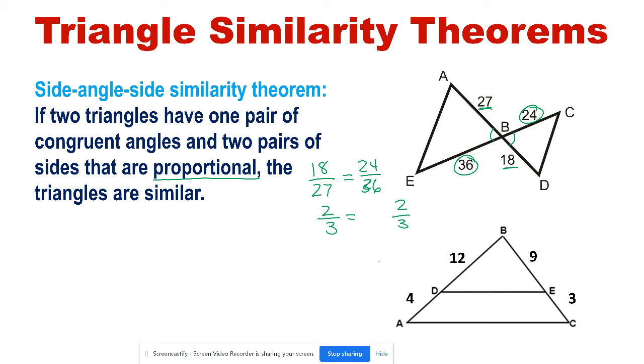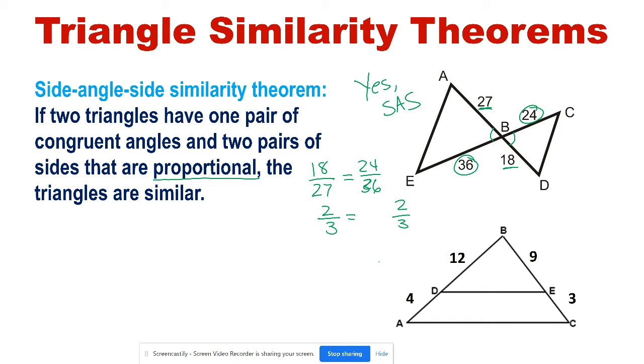So if I were given these two triangles and were asked, are they similar? I would say yes, because of side angle side. I have a pair of angles in the middle that are congruent, and then I have two sets of proportional sides, because when I make them into fractions and I test to see if they're equal, they are equal.